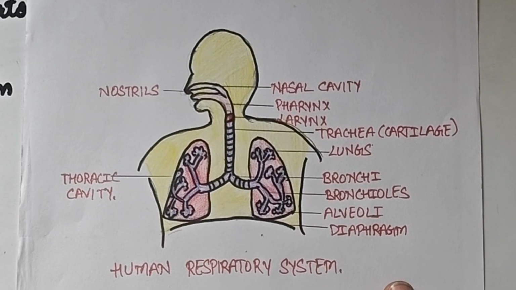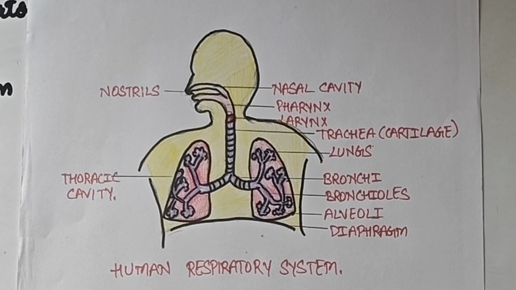So children, this is the diagram of the human respiratory system. I am uploading various videos, and you can find them in the playlist if you want to see how these diagrams are drawn. So you can go through these sets of videos where I am teaching you how the diagrams can be drawn. That video you can find through the playlist.